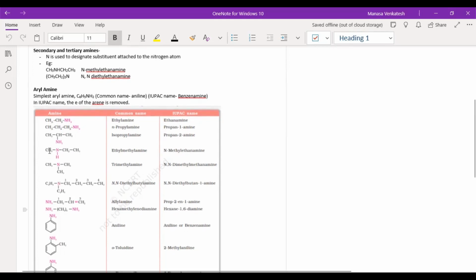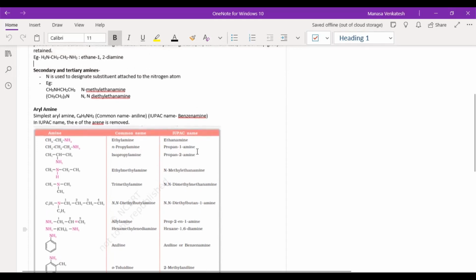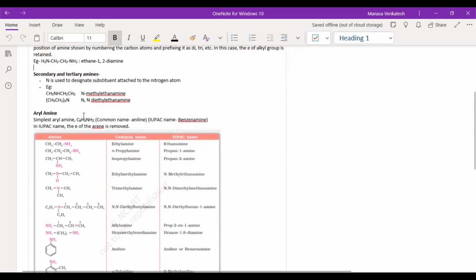Here as well, you have a methyl group and an ethyl group. Since the ethyl group is longer than the methyl, it's N-methylethanamine. And in case of aryl groups, generally the simplest aryl amine is referred to as aniline. We generally call it aniline, and most of the time we refer to it by its common name and not its IUPAC name. But its IUPAC name is benzenamine. The E is going to get removed and it's called benzenamine.